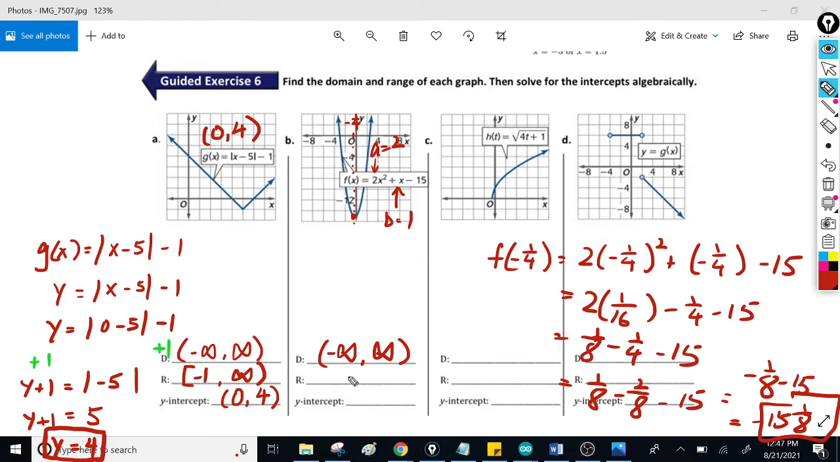So that means the lowest point is -15.125. And then the highest point is infinity. And then this is included because there's no open circle. If there is no open circle, we will assume that it is a closed circle. And then it will go as high as infinity.